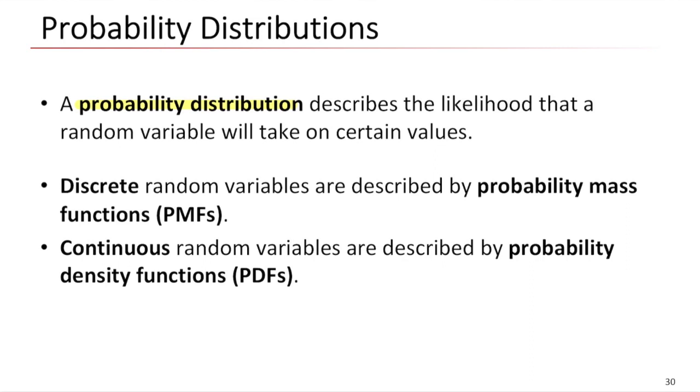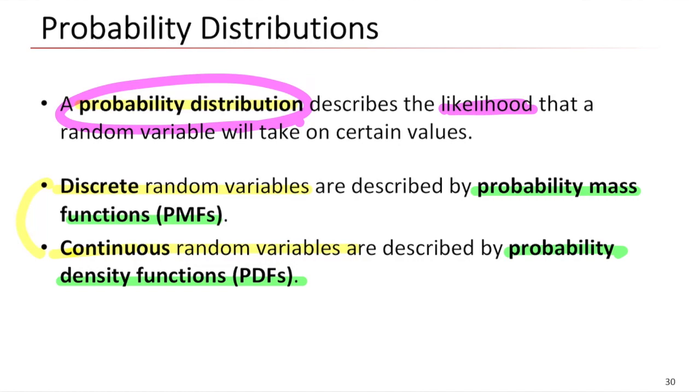So what is a probability distribution? The probability distribution describes the likelihood or probability that a random variable will take on a certain value. It depends on whether the random variable is discrete or continuous. In the discrete case, the probability distribution is the probability mass function, called the PMF. In the continuous case, the probability density function, called the PDF, is used.